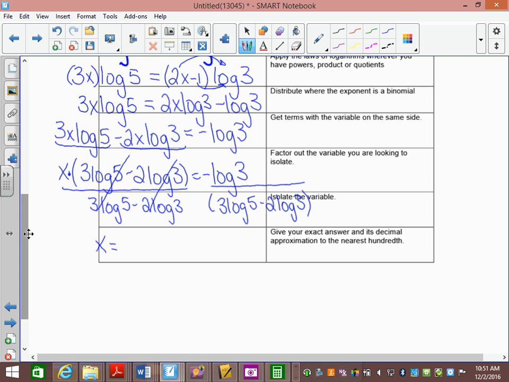Now we just type it into our calculator. Negative log 3 divided by this in brackets. So what's sad is that people get to this point and then they just don't put the denominator in brackets and get it wrong, which is just so sad. So sad. Okay? So you're going to go negative log 3 divided by 3 log 5.